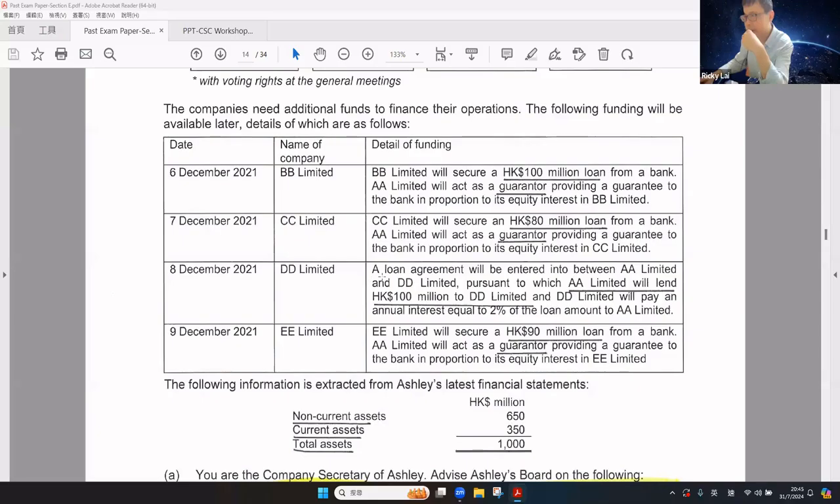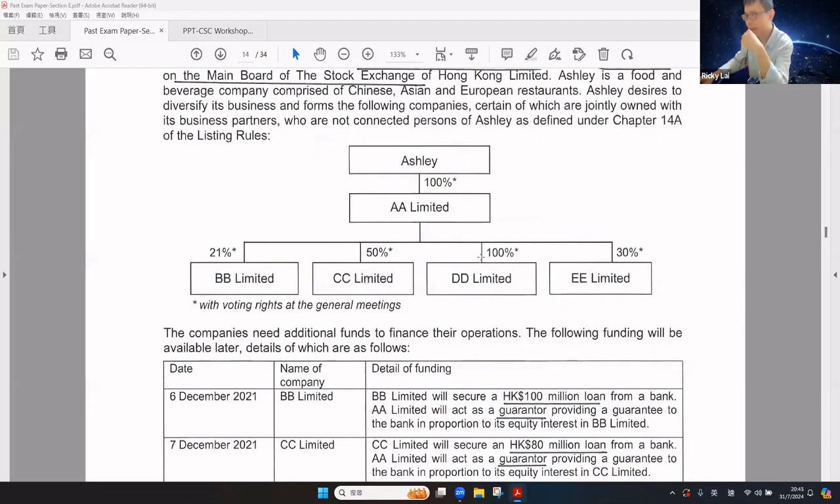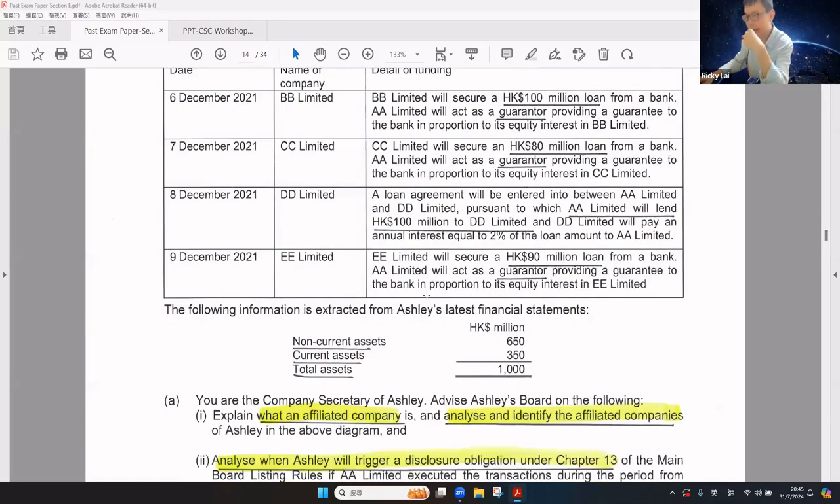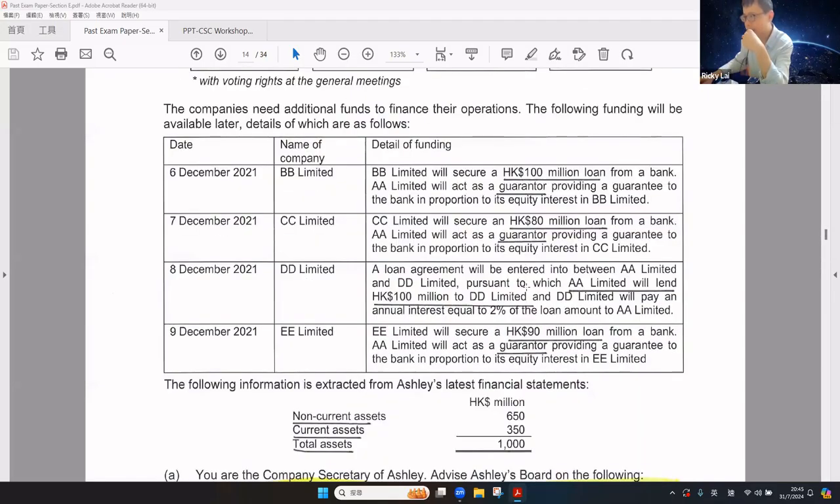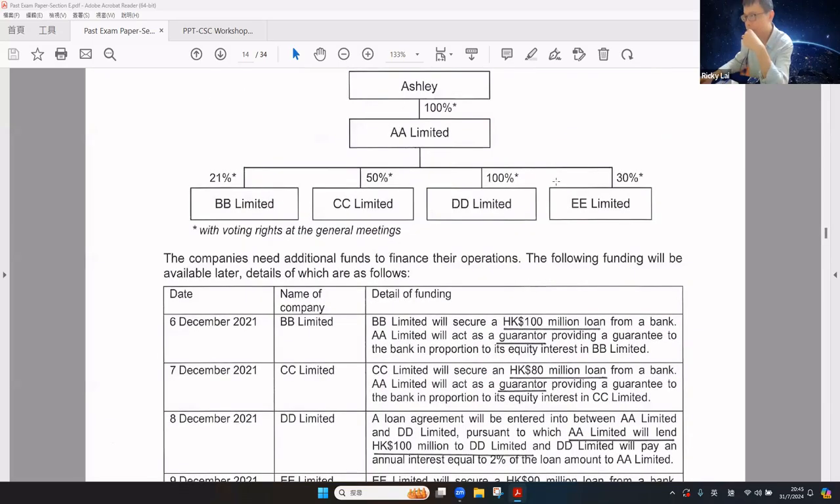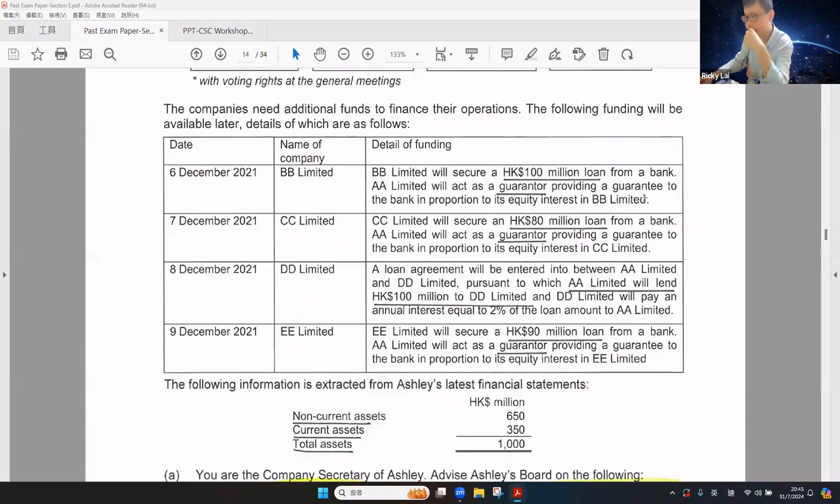And another loan, D, that is a loan agreement between A and D, in which A will lend $100 million to D, and D will pay the annual interest equal to 2% of the loan amount to A. Please note that D is a wholly owned subsidiary. And E will secure a 90 million loan from the bank, and A will act as a guarantor, providing a guarantee to the bank in proportion to its equity interest. That is 30% by A and another 70% by another third party.